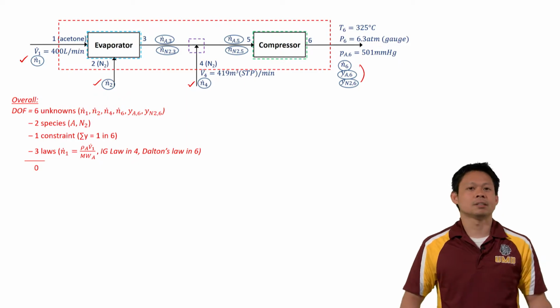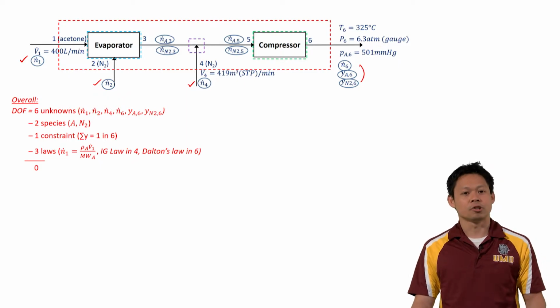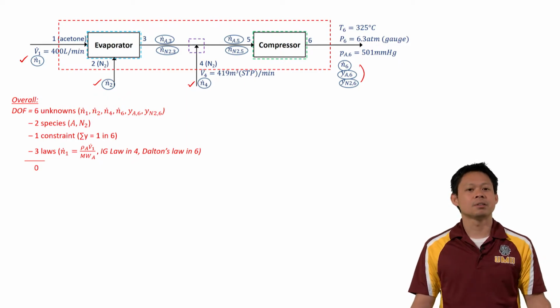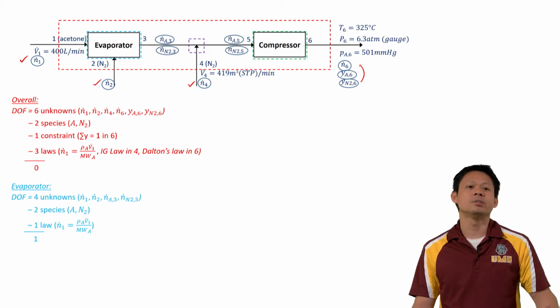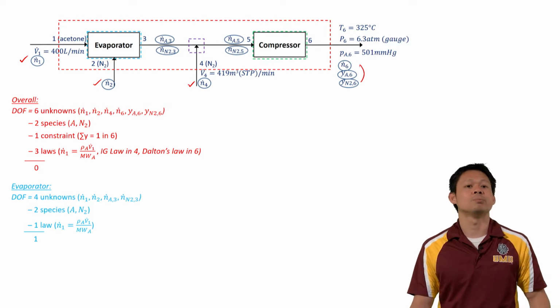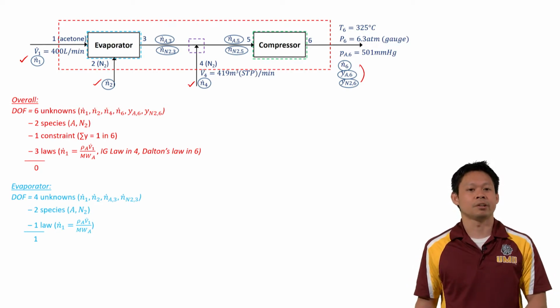All right, the 3 laws are really what's new in this lecture. So all the other 3 systems, I'm going to go through it really quickly because the laws are just repeated in these 3 systems. For example, in the evaporator, we have our 4 unknowns in streams 1, 2, and 3, 2 species, and in this case, the only law that applies that we have talked about is in stream 1 because stream 1 is involved with the evaporator.